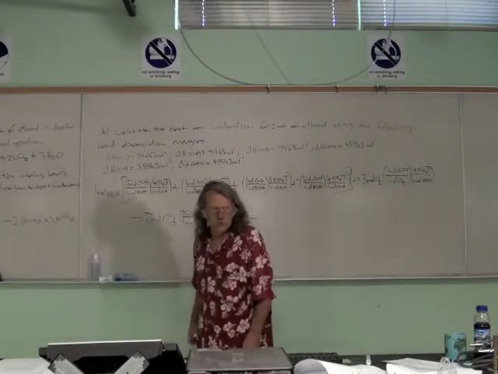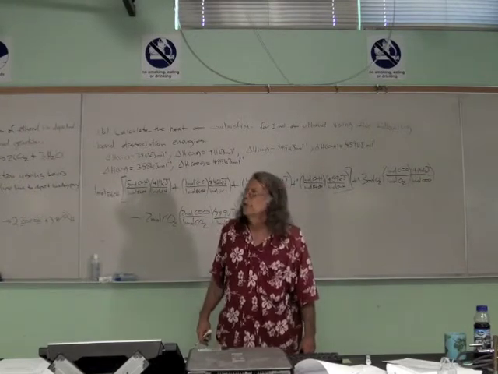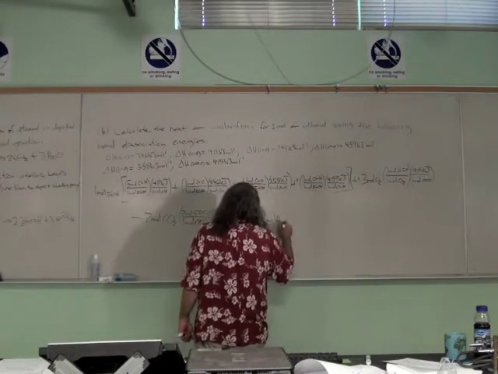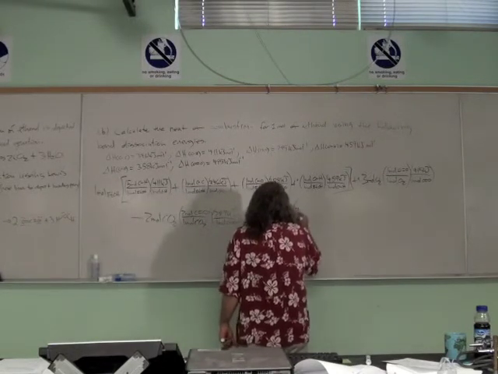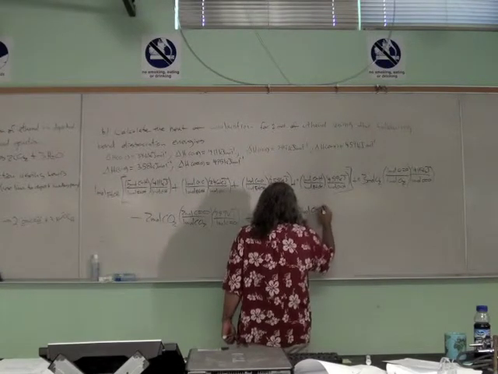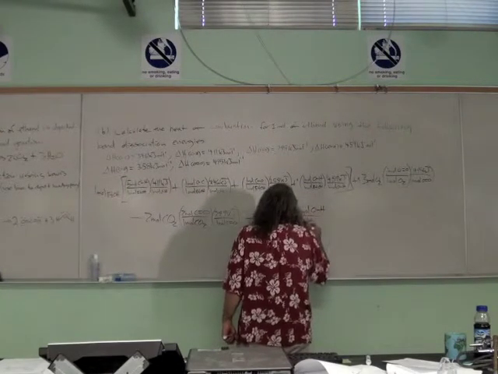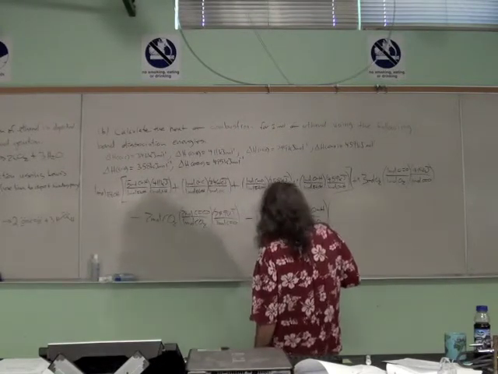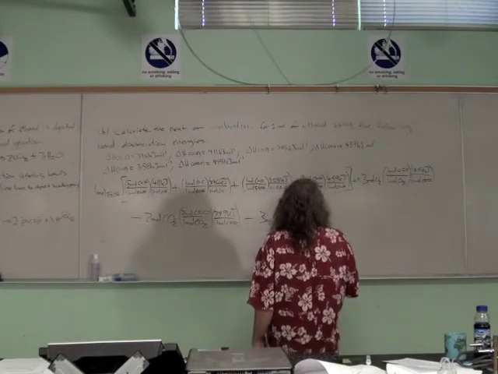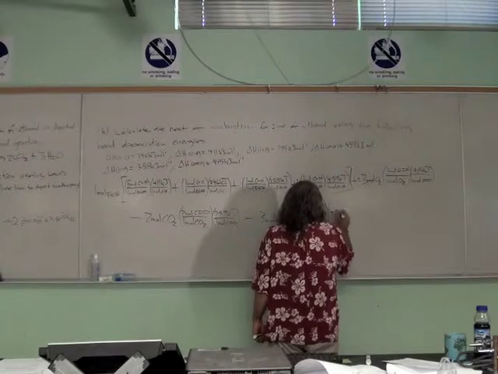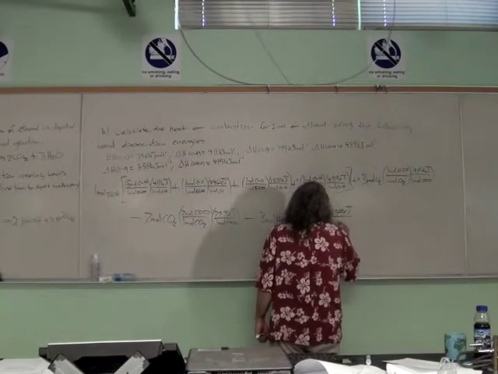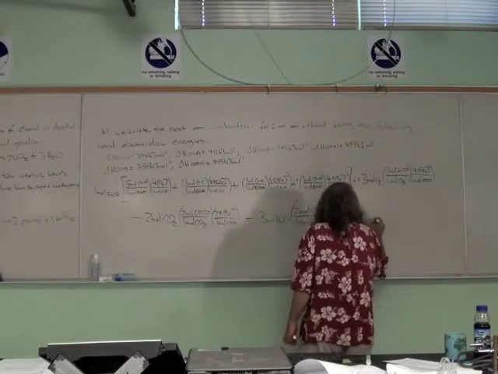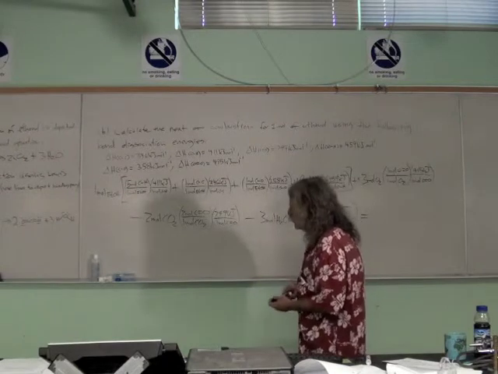How many moles? 3 moles of H2O, and there are 2 moles of OH for every 1 mole of H2O, and there is, what did we say it was? 459 kilojoules for every 1 mole of OH. And now we are done with the setup.